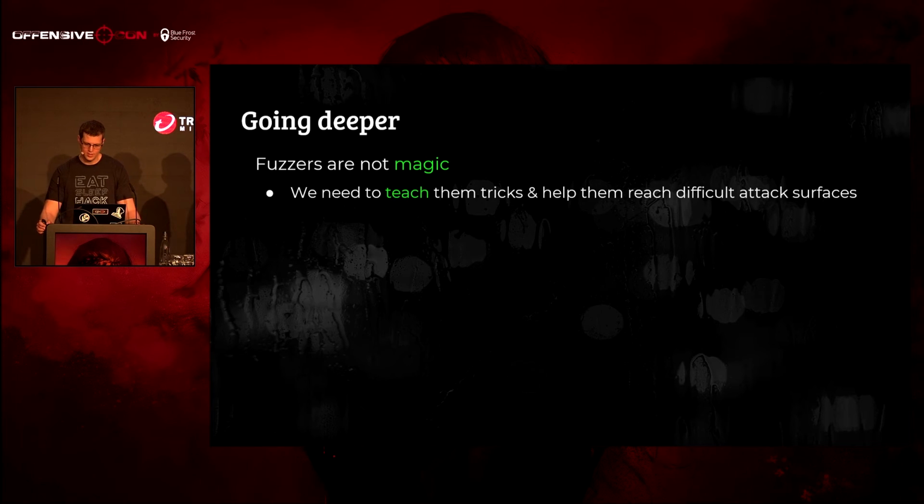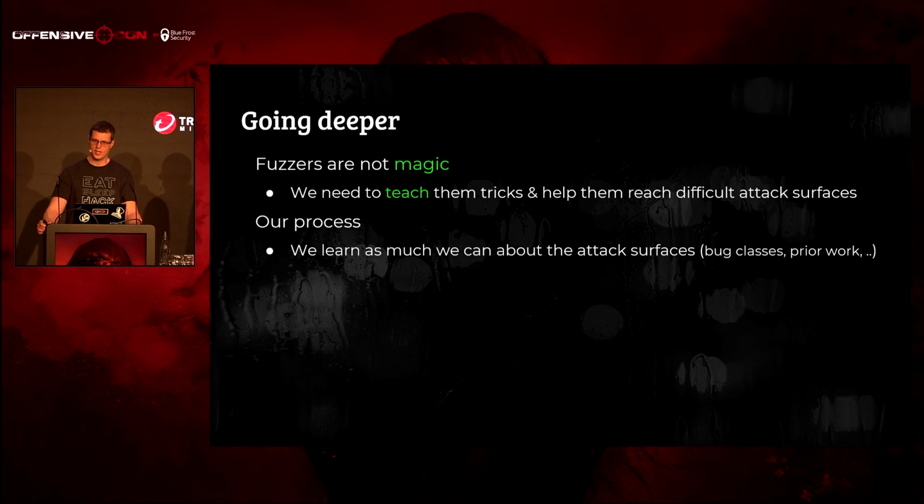So at this point, we had to go a bit deeper. And I'm sorry to disappoint many of you in the audience, but fuzzers are not magic, which means that we, as researchers, need to teach them tricks and help them learn how to reach attack surfaces in order for them to find bugs for us. So our method for doing this is we try to learn as much as we can about the attack surface we're targeting, bug classes, prior work, anything that we can get our hands on. And we try to reproduce all bugs because they teach us a lot about the attack surface, and they teach us a lot about the limitations of our fuzzers.